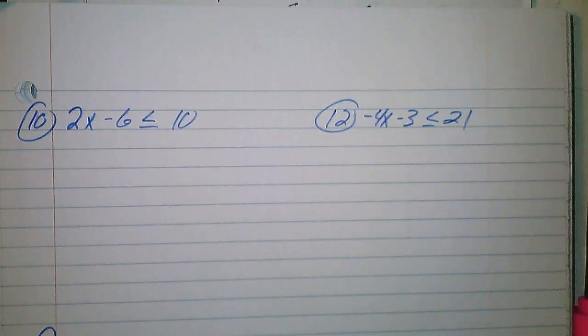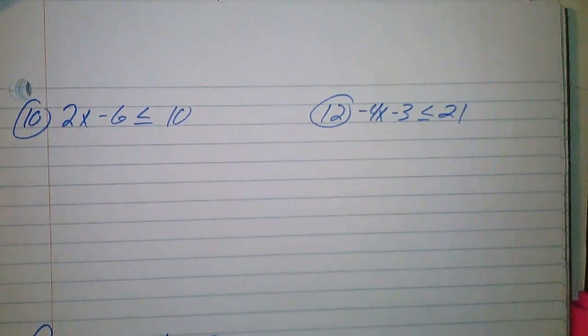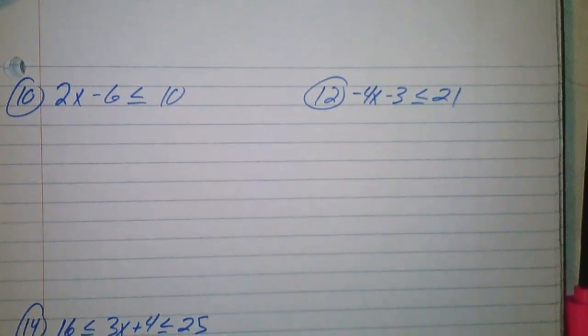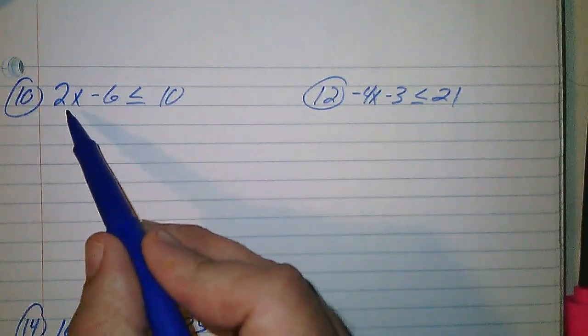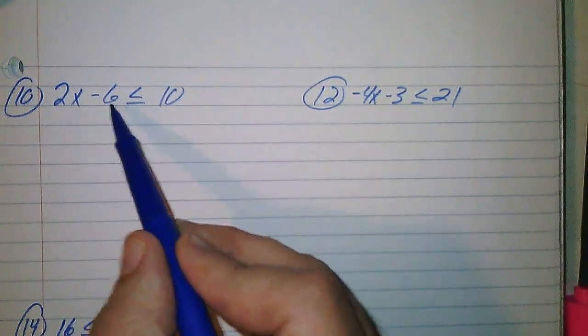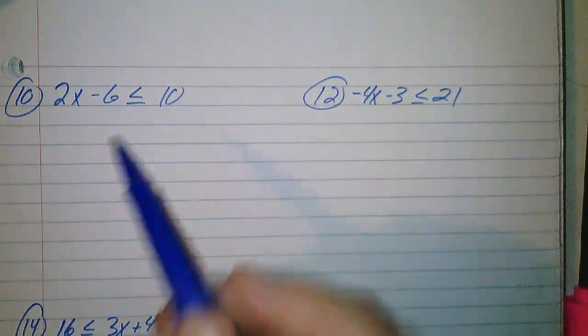All right, let's look at the inequality problems from the test review. Not the absolute value ones yet, just the regular inequalities. Here we have 2x minus 6 is less than or equal to 10.